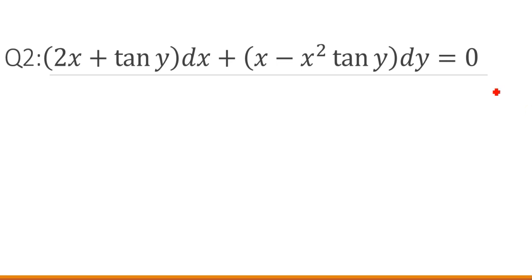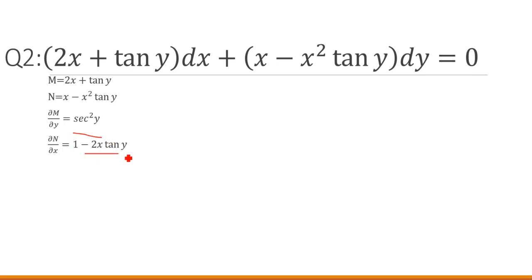Moving on to the next question, which is (2x plus tan y) dx plus (x minus x square tan y) dy. This time I've chosen something trigonometric, right? So now taking m and n, del m by del y, del n by del x. Now they both are not at all equal, because we cannot even change secant square y in such a way that it comes equal to this. So which means that the equation is not exact.